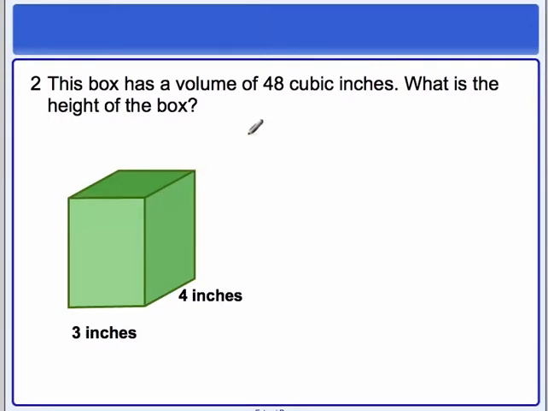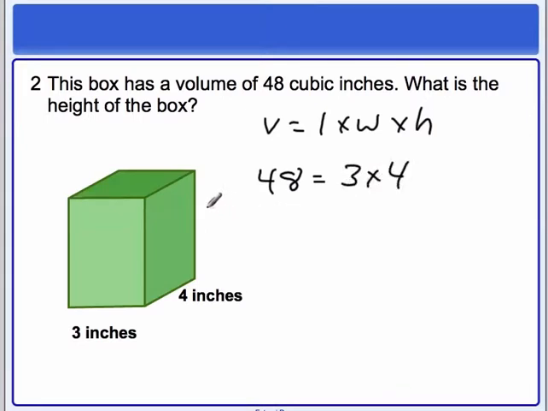This box has a volume of 48 cubic inches. What is the height? This one's a little different, but we're going to follow the same procedure. We write the formula down: volume is equal to length times width times height. And we substitute what we know. We know the volume is 48. The length is 3. The width is 4. And we're looking for the height. Now we're going to simplify a little bit. 3 times 4 is 12, so 48 is equal to 12 times h.